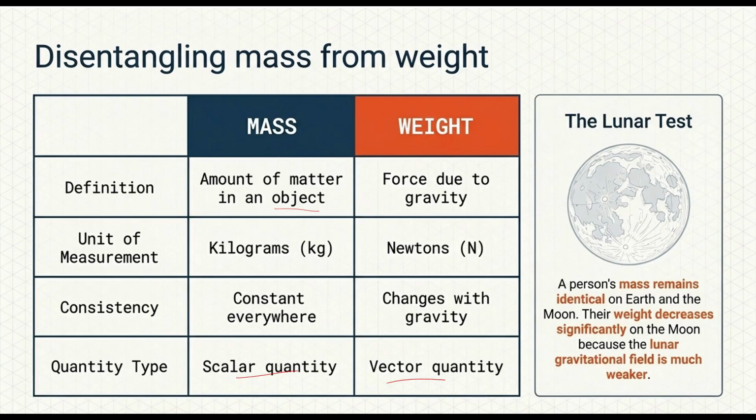So consider a person on Earth and on the Moon. Their mass remains exactly the same because the amount of matter in their body does not change. However, their weight decreases on the Moon because lunar gravity is much weaker than Earth's gravity. That is why their weight will decrease. Clear?